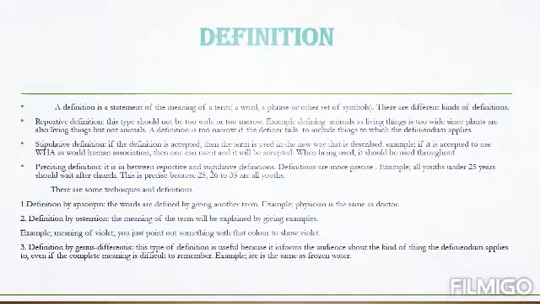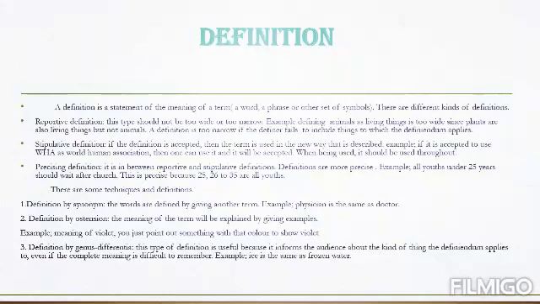For the stipulative definition, if the definition is accepted, then the term is used in the new way that is described. Example, if it's accepted to use WHA as World Human Association, then one can use it and it will be accepted. When being used, it should be used throughout. For the precising definition, it is in between reportive and stipulative definition. Definitions are more precise. Example, all youths under 25 years should wait after church. This is precise because 25, 26 to 35 are all youths.